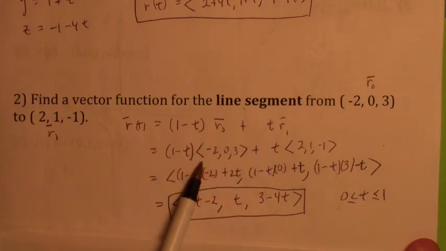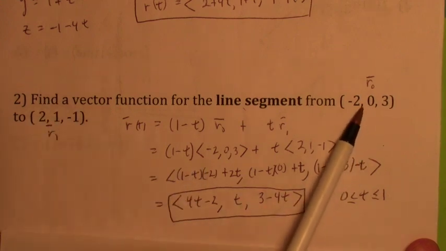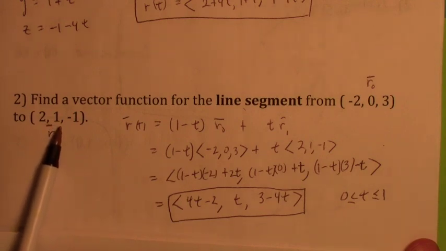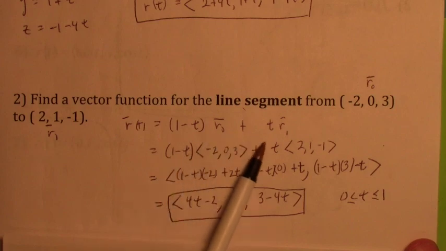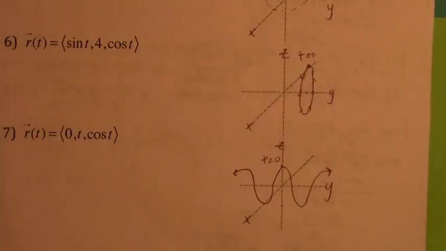If you just look at the components of the vector, by the way, r0 would be the position vector whose terminal point is this point here, and r1 would be the position vector whose terminal point is 2, 1, negative 1. Anyway, when you multiply r0 by 1 minus t and r1 by t and look at the components, you end up with this. So that would be just the line segment, okay? At 0, you're at the first point, and at 1, you're at the second. That's a nice way to do it.